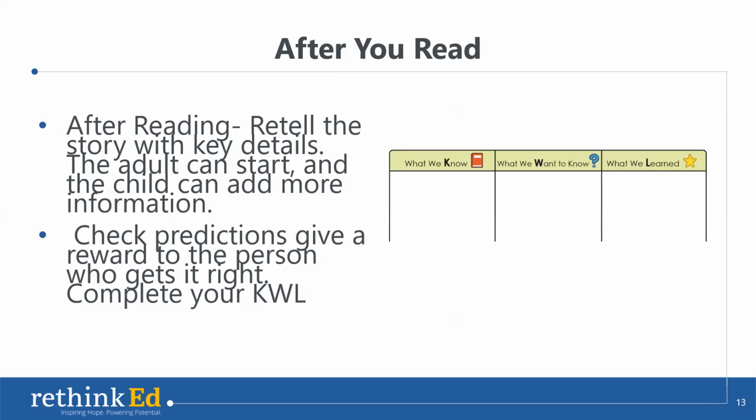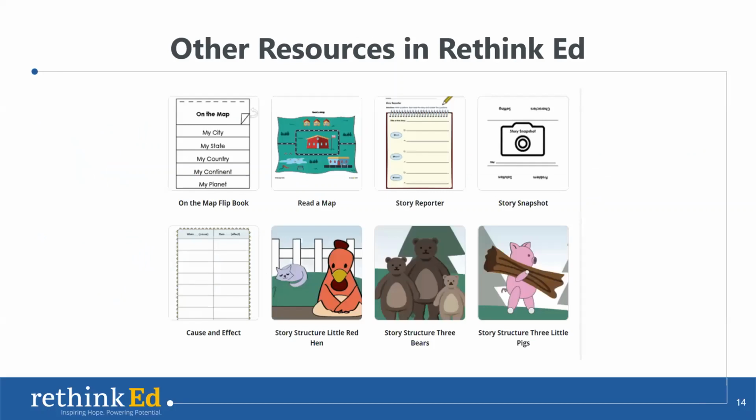can also use a KWL chart. And that is what we know, what we want to know, and what we have learned. It's a great way to add on as you're reading and summarize what has been read as you go through. This is also the time where you can review those predictions and see who was the closest to the actual story.